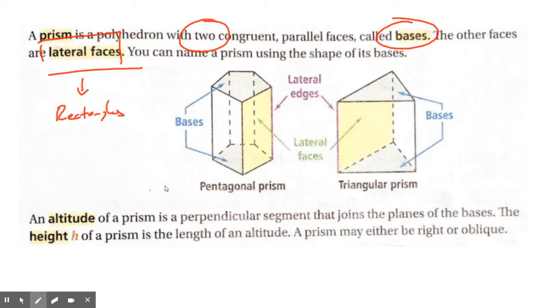Now, it's very important that once you identify your bases, you also identify your height. The height of your prism is the length of the altitude connecting the two bases, right? Perpendicularly connecting the two bases. But that's the height going between the two bases. So in these pictures, these edges would be considered the heights.